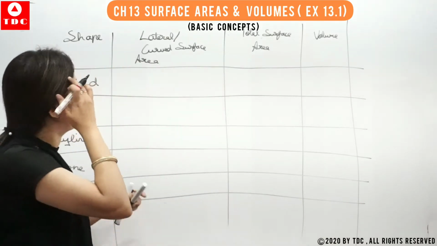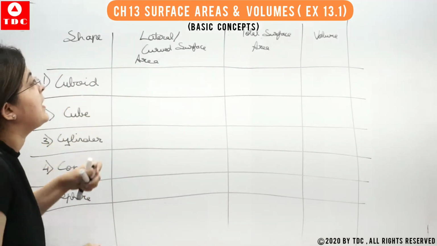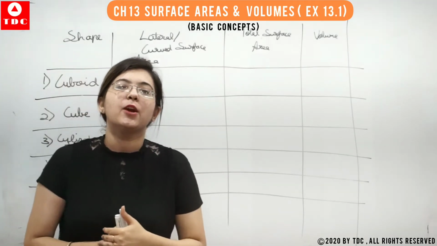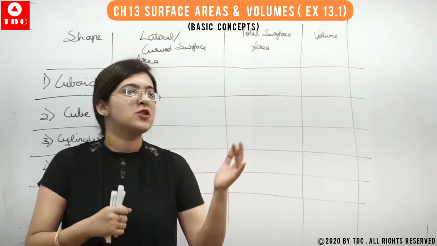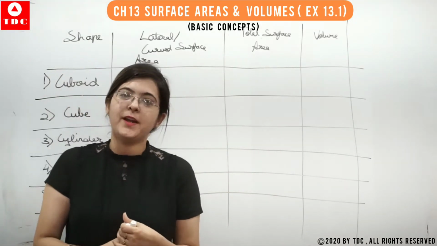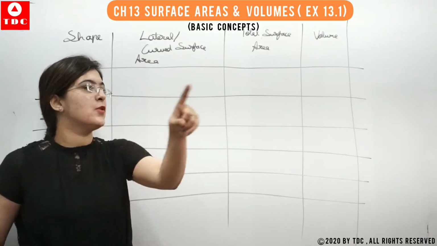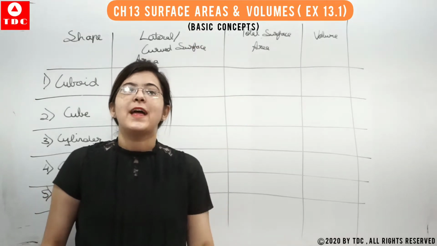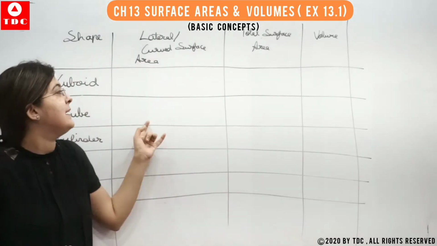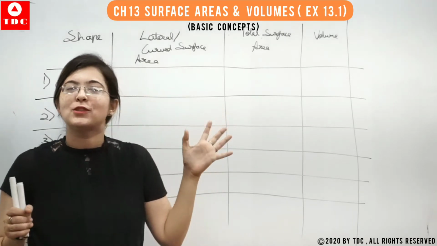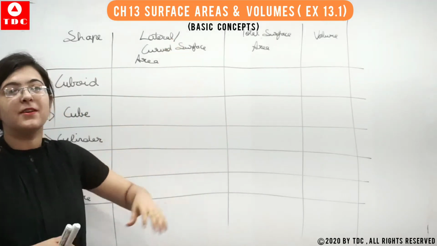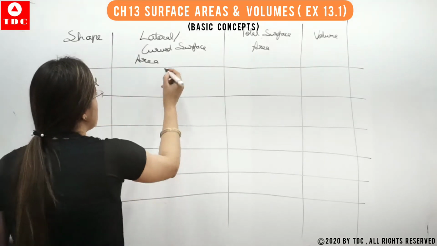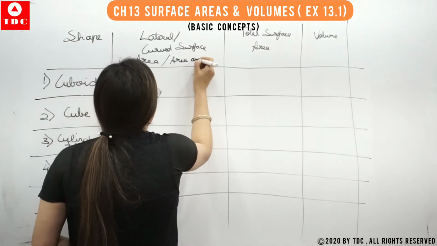Let's see, students, what will be the formula for cuboid. If we want to calculate the curved surface or lateral surface area of a cuboid, actually the room in which you are sitting is in the shape of a cuboid. It has 6 faces. You have 4 walls, a floor and a ceiling. So that means 6 faces. Similarly, the cuboid has total 6 faces. This lateral surface or curved surface means area of 4 walls.